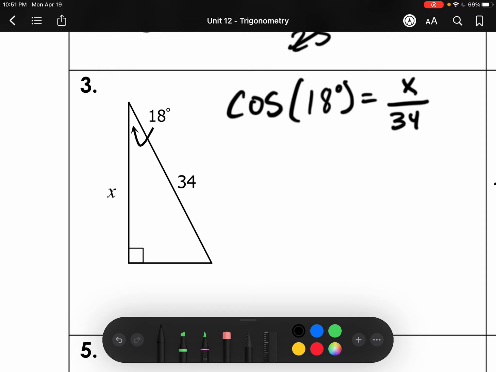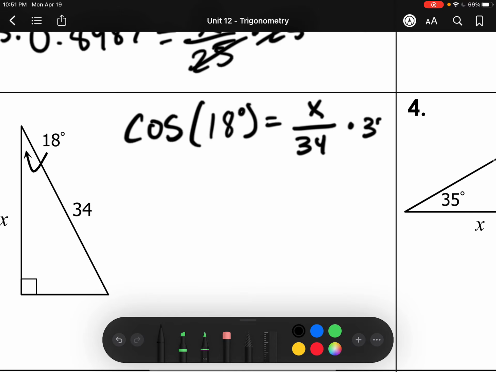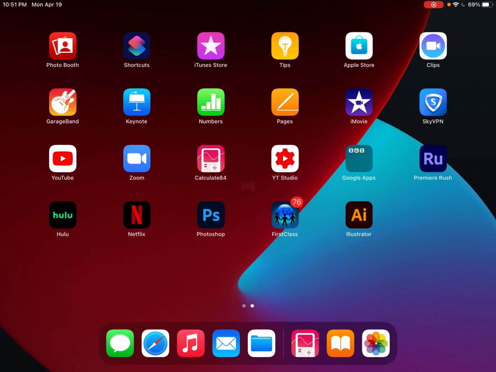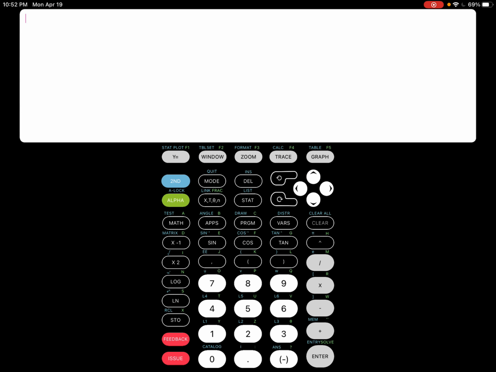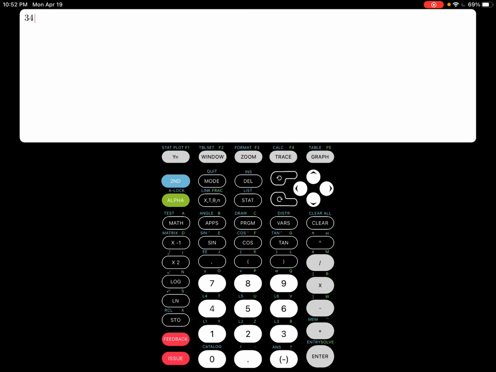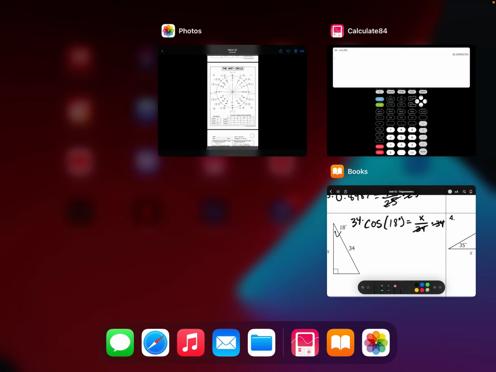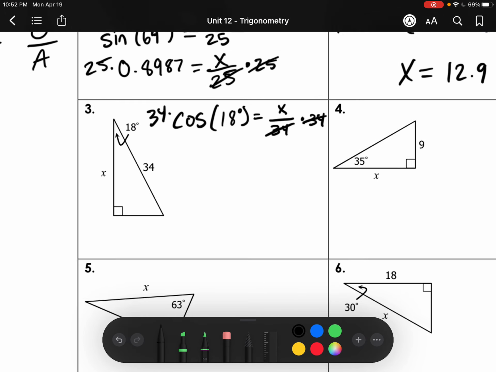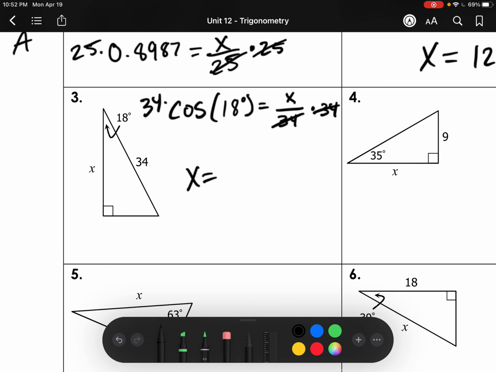So same thing like the previous two. I'm going to multiply both sides by 34. Gets rid of this right here. So on my calculator, I need to do 34 times cosine of 18 degrees. So clear everything out. 34 times cosine of 18 degrees. Click enter, and you should get 32.3. So for number 3, x is equal to 32.3.